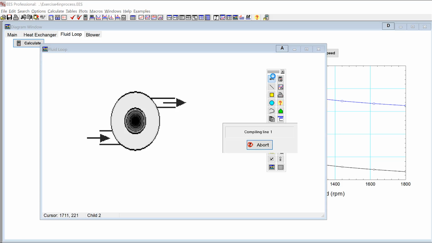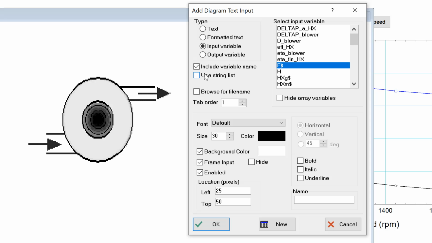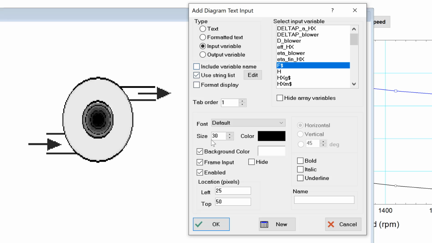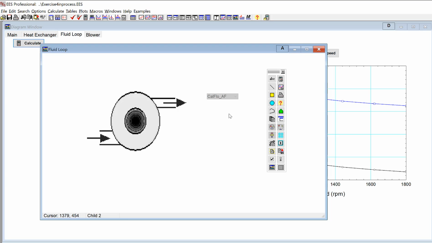So I'm going to make an input variable for F dollar, and I'm going to use a string list. And we will include in the string list CalFlow AF, CalFlow HG, sorry, I think it's FG, and CalFlow HTF. And we'll hit OK. And let's get rid of the variable name and hit OK. And put it here. So that's a nice string list that lets you choose from different heat transfer fluids.